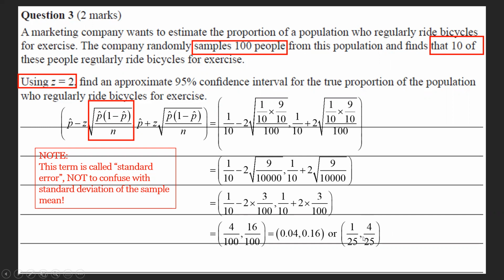If you wish, you could write it as fractions. Remember, it's an open bracket here and open bracket here. But in terms of confidence intervals, I prefer the answers to be in decimal form, because fractions tend to be exact answers, whereas this is an approximate confidence interval, which will be better represented by decimal values. So that's your question 3.